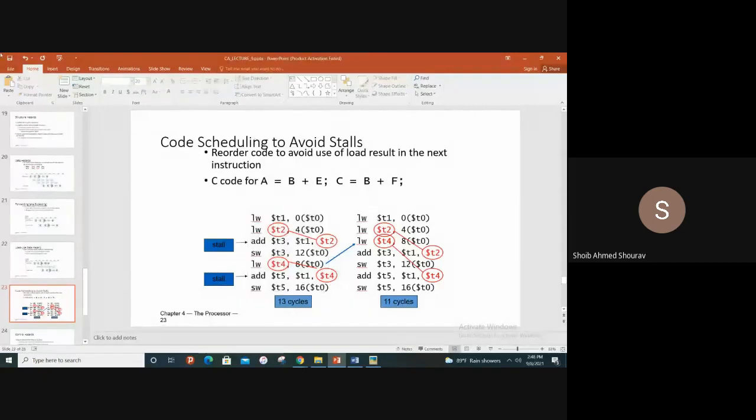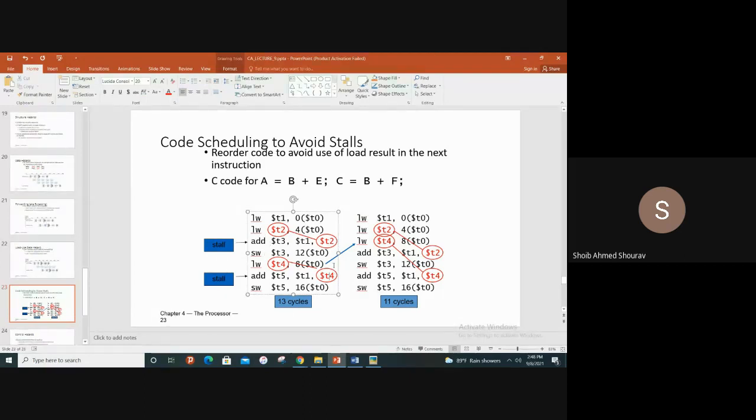Okay, so in here, these are the data hazards. As you can see, T2, T2, and this is T4, T4. This is a data hazard as well. This is destination. This is source. This is destination. This is source. So all of this is data hazard, and we need to overcome this data hazard using code scheduling.